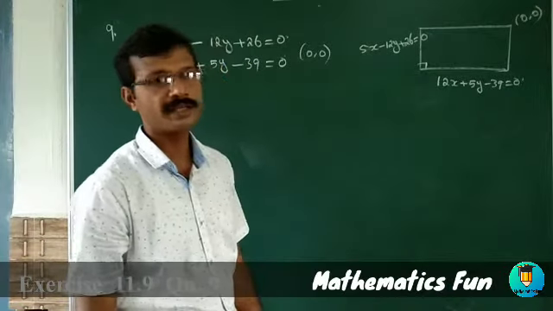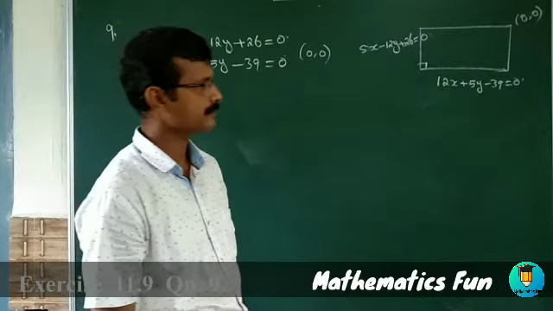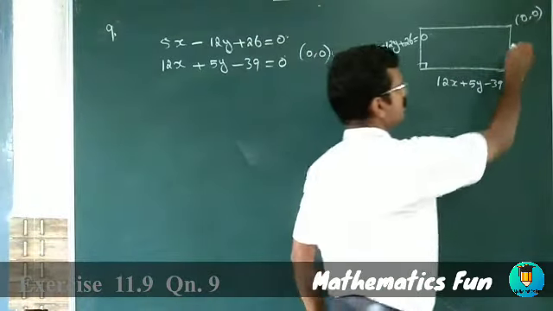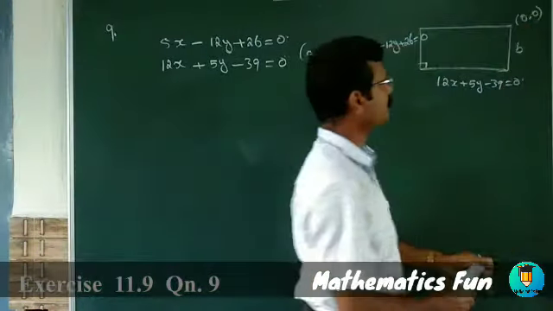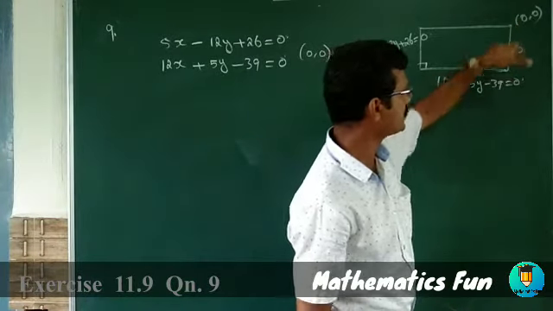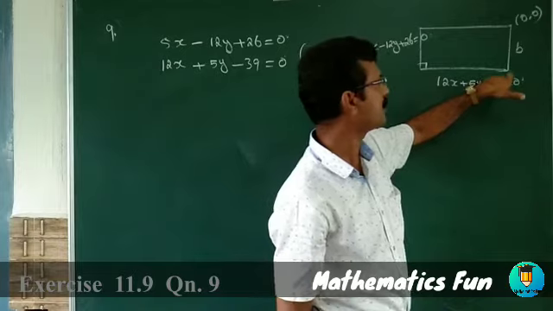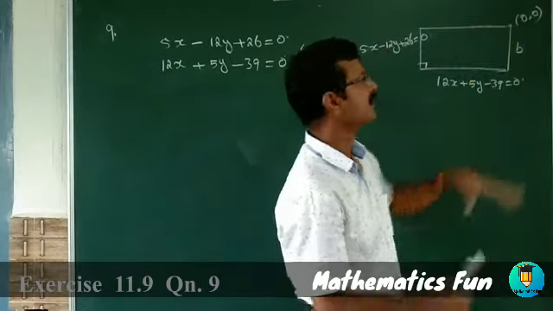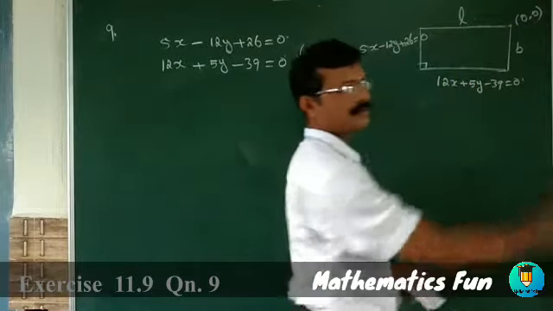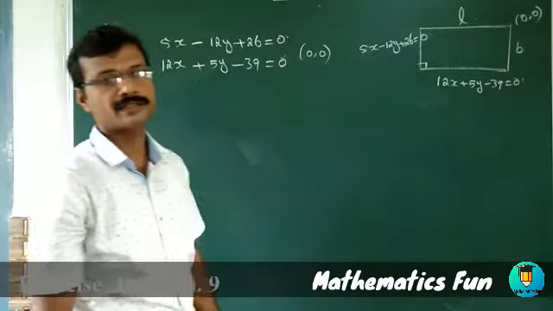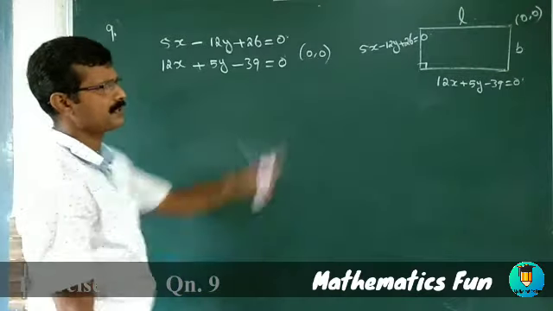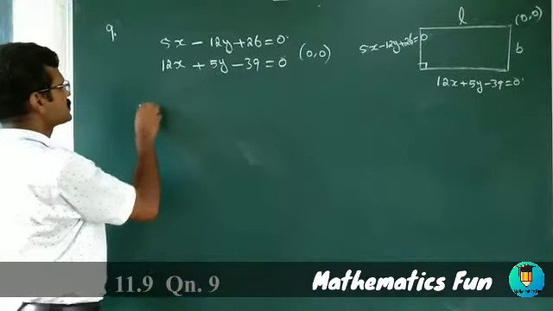Now for finding area, area means length into breadth, we know. So I need length and breadth. This breadth I can find out using the perpendicular distance formula. Then the length I can find out by applying the distance formula. If we know the length and the breadth, then we can write down the area. So first of all, I am going to find out the breadth.